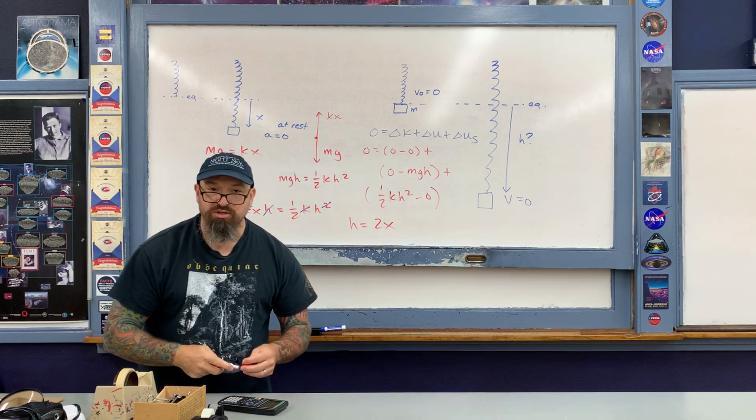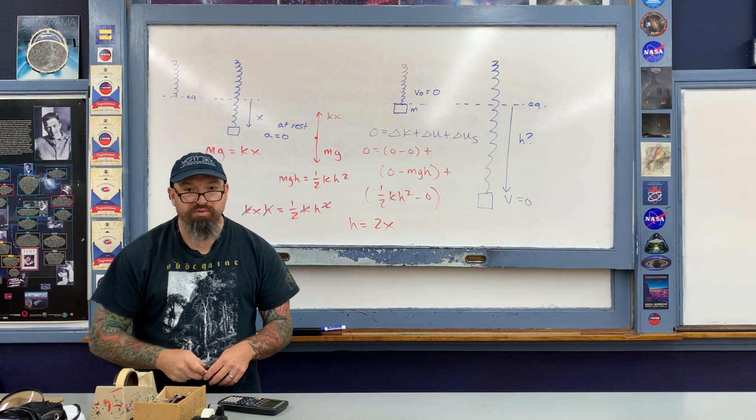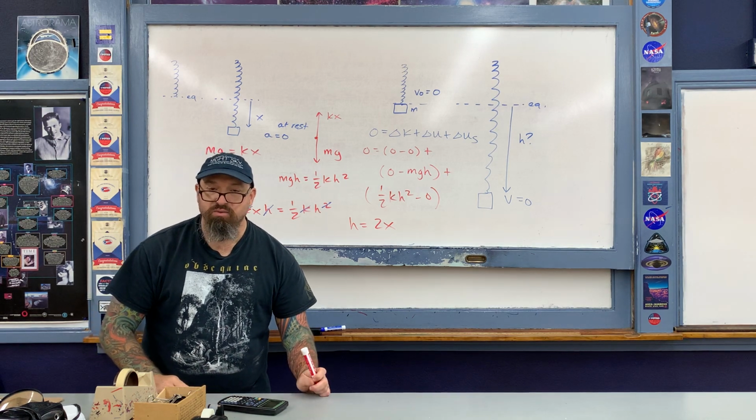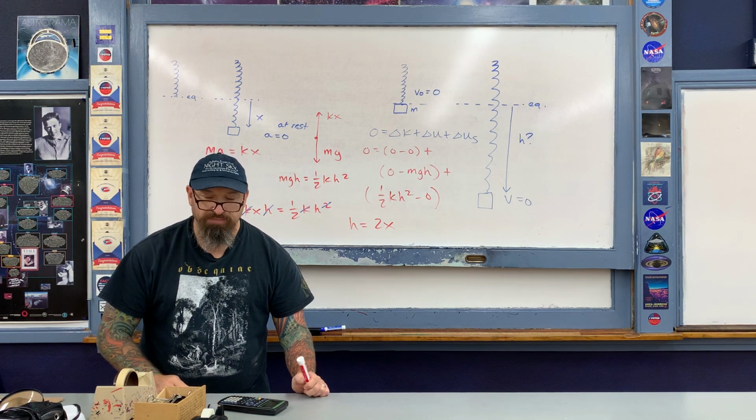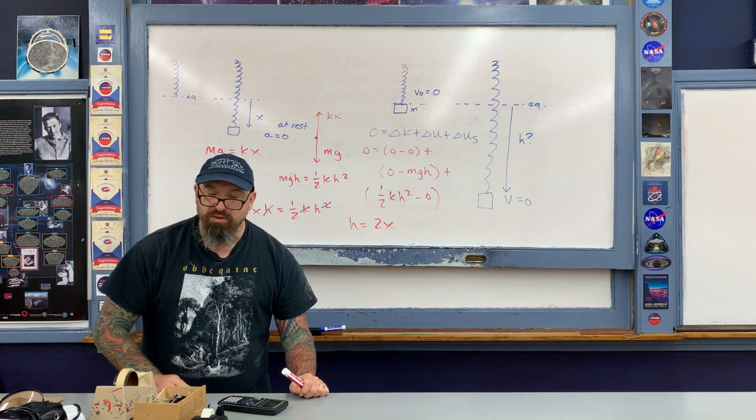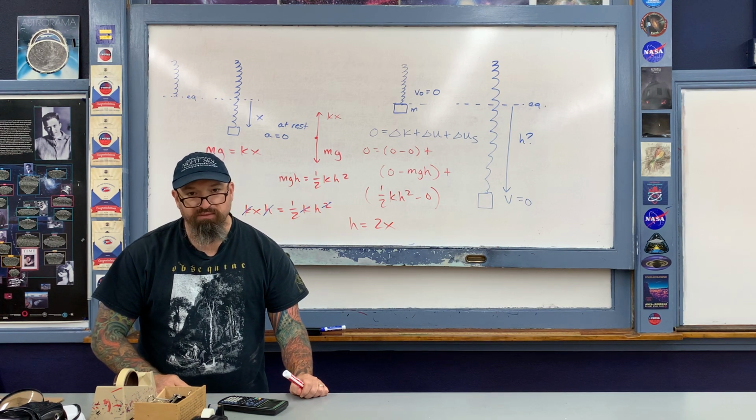It's twice the original displacement from the equilibrium position, as you may have guessed when I demonstrated this a few minutes ago. Okay, so that concludes this short lecture on situations involving vertical springs.